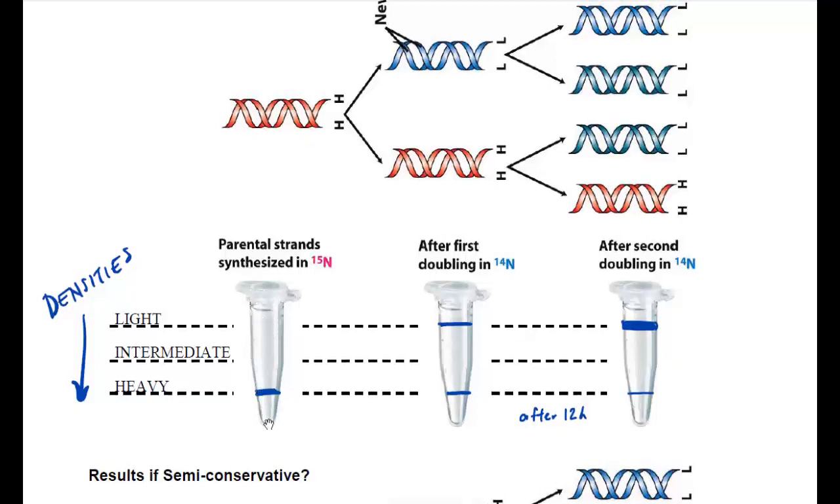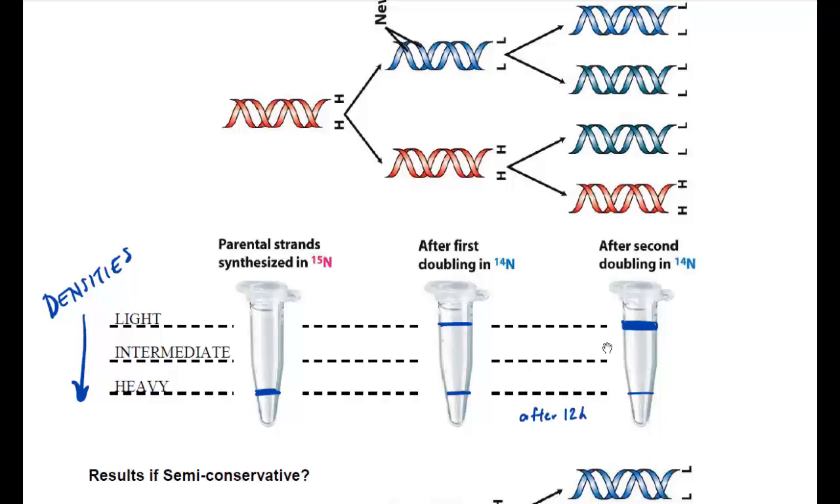So if the results were conservative, they would expect that after the initial parents were tested, before we even threw them into the light nitrogen, all the parents in that generation would be heavy, have heavy DNA. Then, after one generation of doubling, you still have the original heavy, but you should also see bands of light DNA showing up because the new babies will have light DNA.